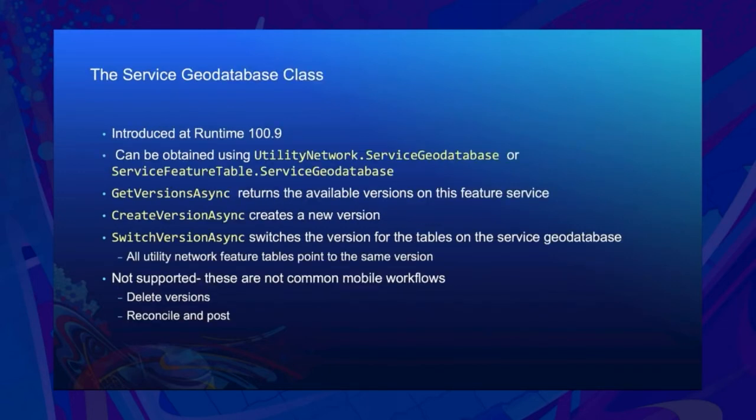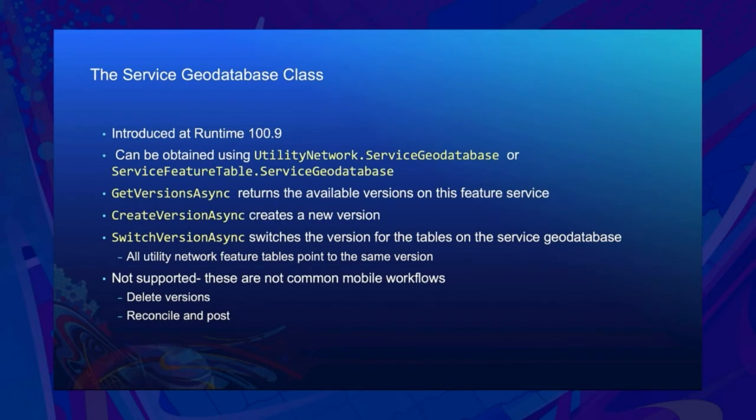So how we implemented this at 100.9, we introduced a class called the Service Geodatabase, and you can get the Service Geodatabase from a utility network or from a service feature table. And the idea behind it is the Service Geodatabase groups together all of the service feature tables that are part of the Service Geodatabase.